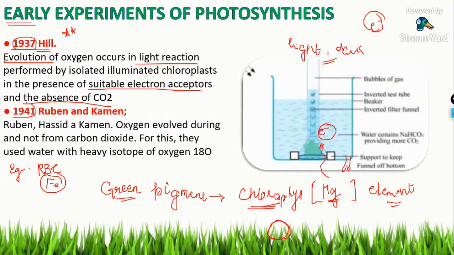Next, in 1941, another set of scientists, Ruben and Kamen. So Ruben and Kamen observed that oxygen evolved during photosynthesis was not from carbon dioxide but was from water, and that released oxygen was a heavy isotope of oxygen, that is O18. Actually guys, it is a typing mistake, it is O with the atomic number 18.